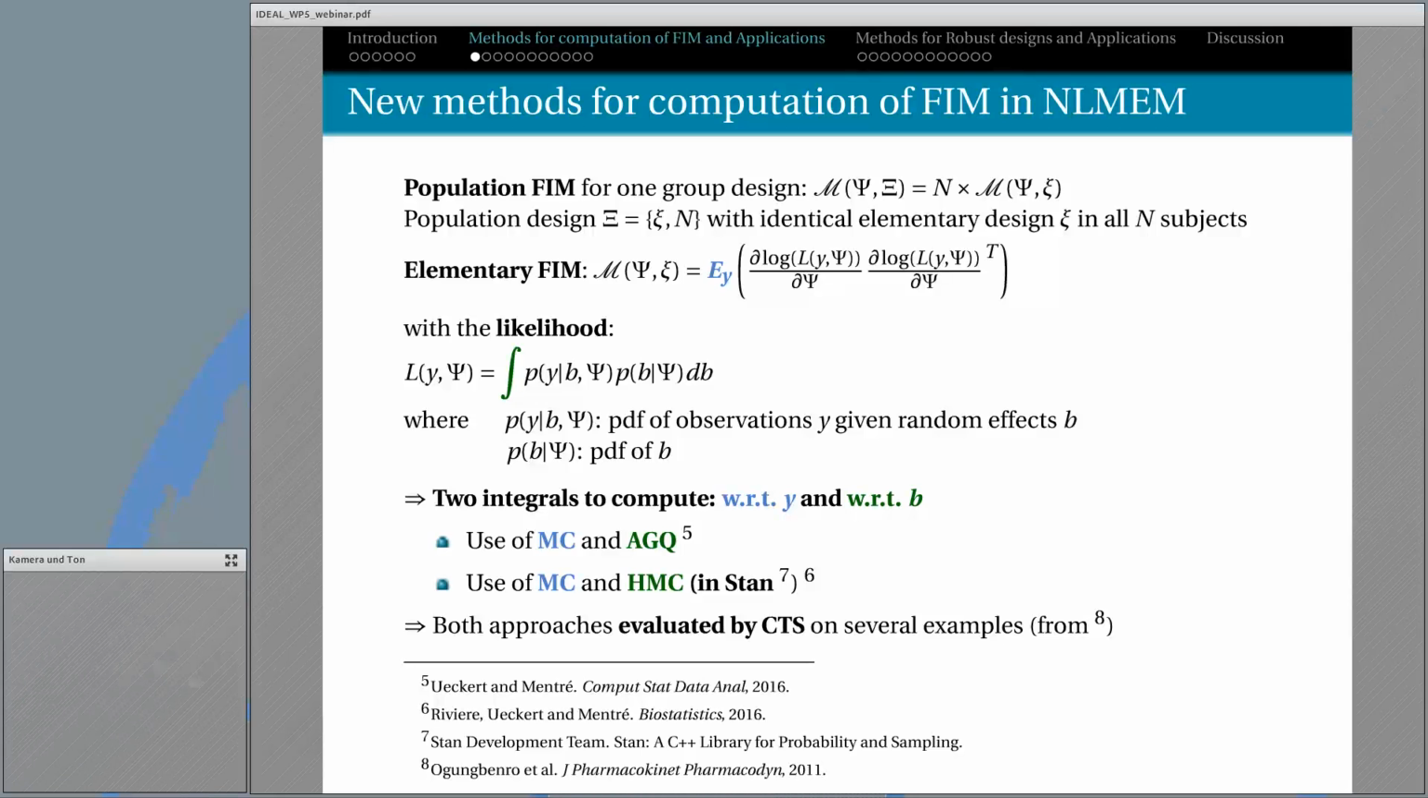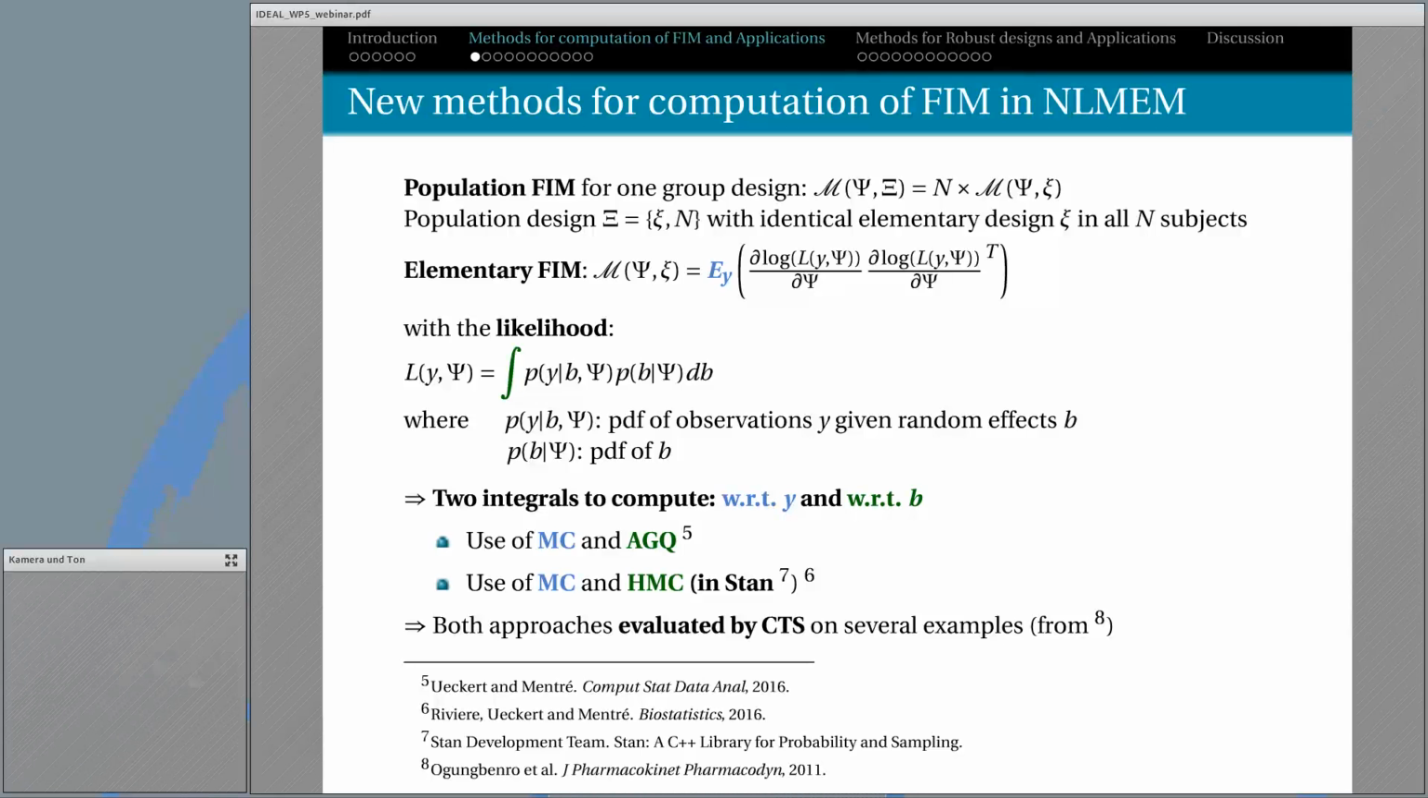Again, rather briefly, because this is all explained in the paper in Biostatistics by Rivière et al. The population Fisher information matrix M of psi and capital psi is equal to N times the elementary Fisher information matrix, in the case where all the patients have the same design psi. I focus here on an example where all patients have the same design, but of course the extension could be done very easily to various elementary designs.